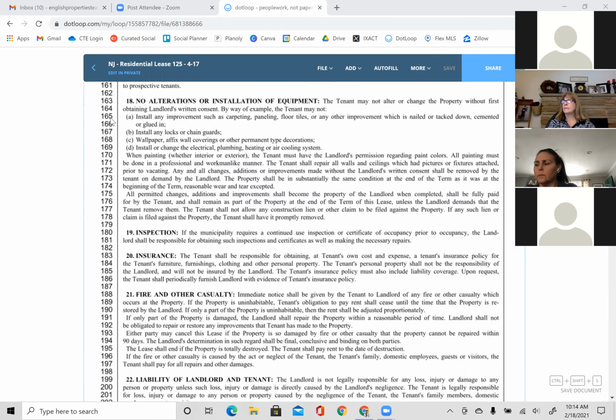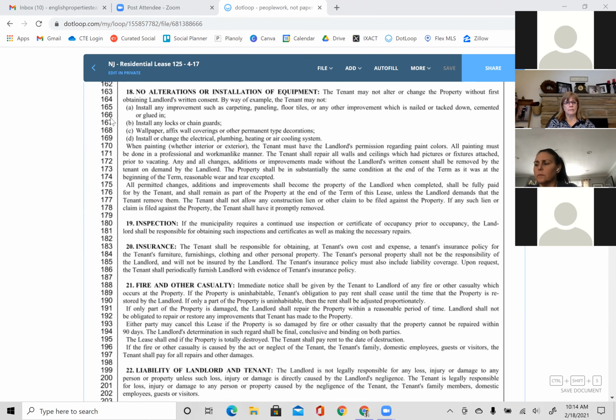Let's see down here, 18. So 18 talks about alterations to the property. So this is saying that your tenant can't alter or change the property without having written consent from the landlord. So, for example, carpeting, painting, changing the floors, anything that's going to be fixed to the property, right? So like the floor, if they change the floor, you can't just quickly change that. That's something that's affixed to the property. It also could damage things, depending on who's doing it, right? So unless the landlord gives written consent, you shouldn't be doing that.